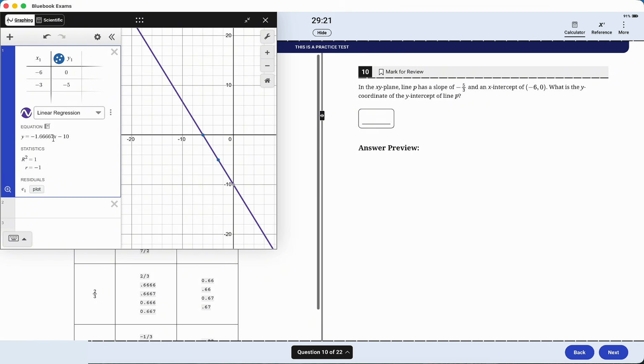Hit the regression. Here's my equation. Can click on the y-intercept. It's just -10. Or you could just continue the slope one more time and you'd see that as well. But that's how I can do it with Desmos.